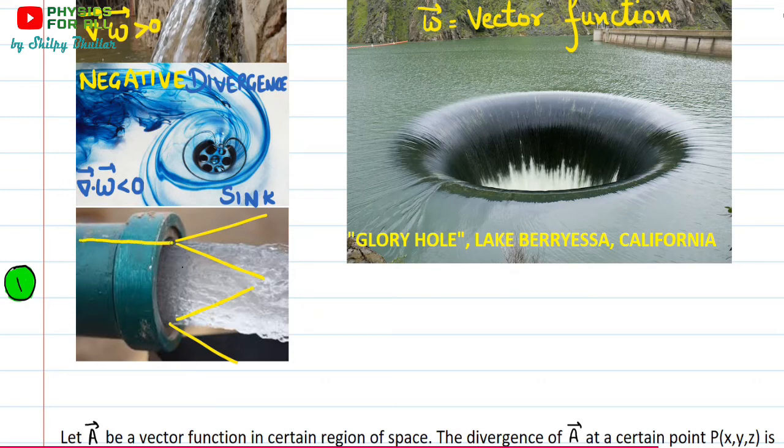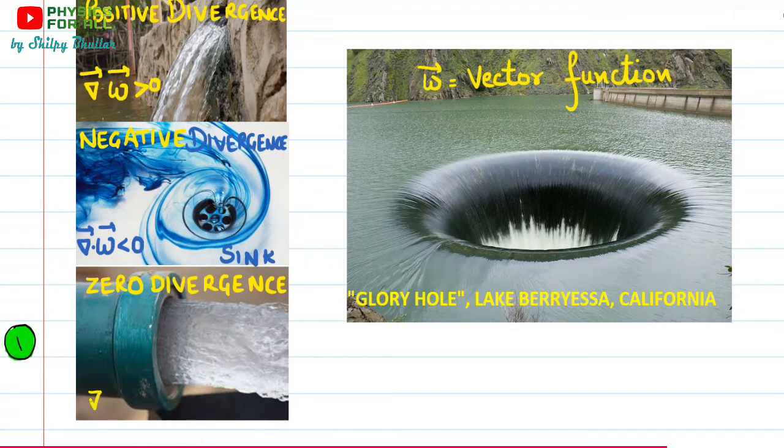So water would be flowing like this and now it is flowing like this. So it has not changed its flow at all. That means there is no divergence. So this is the case of zero divergence. So I will write here that this del dot W is 0. So that means the divergence of this vector is 0.